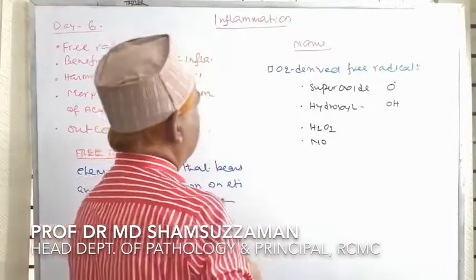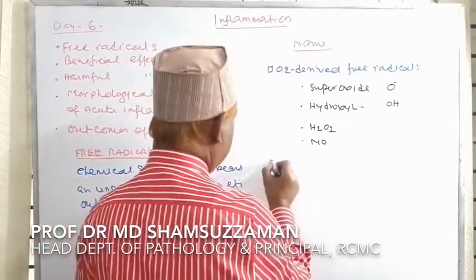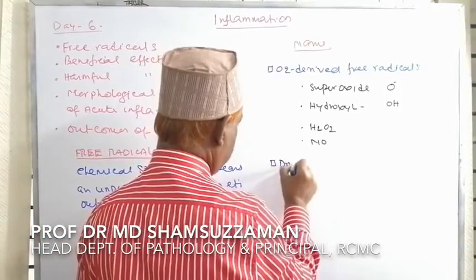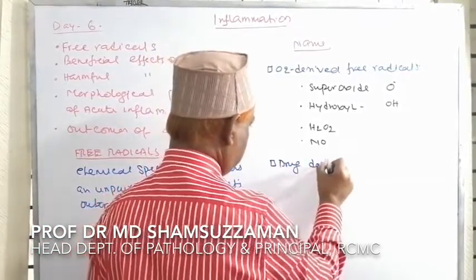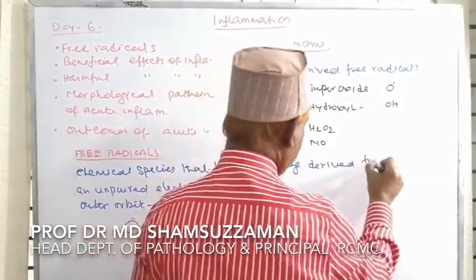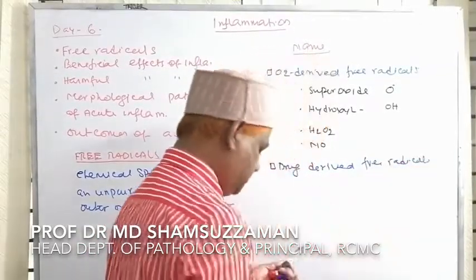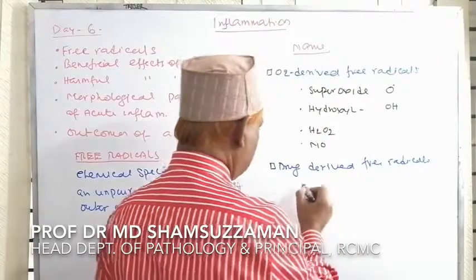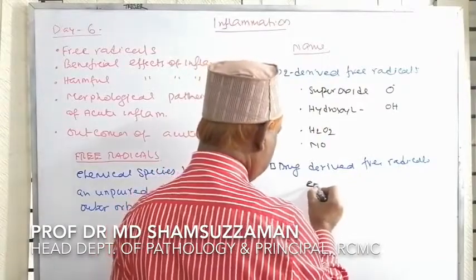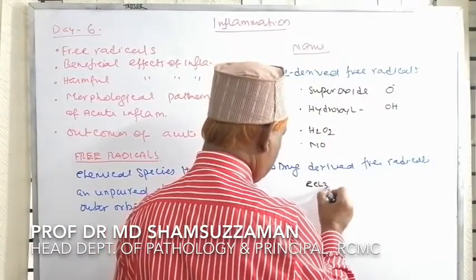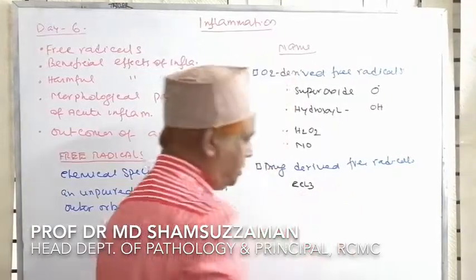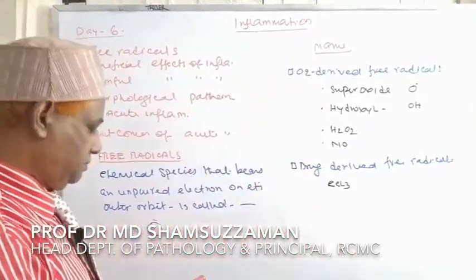Again, another free radicals are drug derived free radicals, such as carbon trichloride, that is derived from carbon tetrachloride.